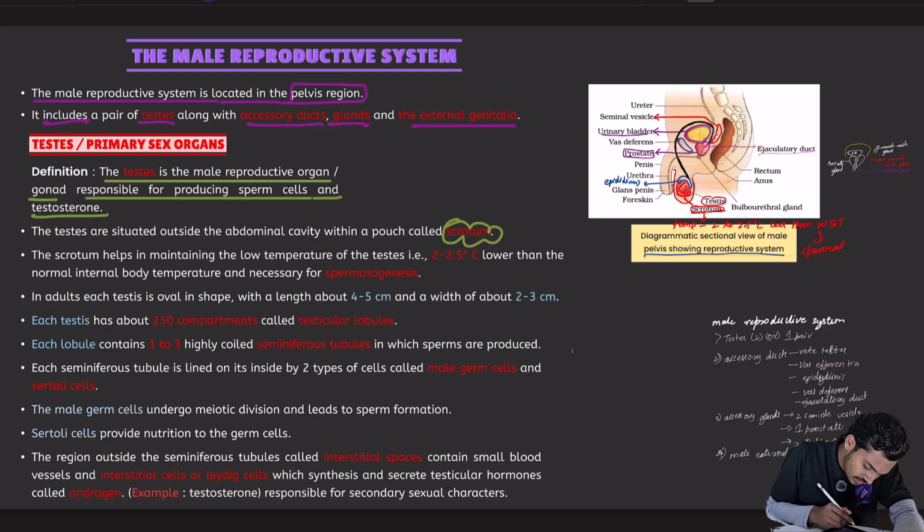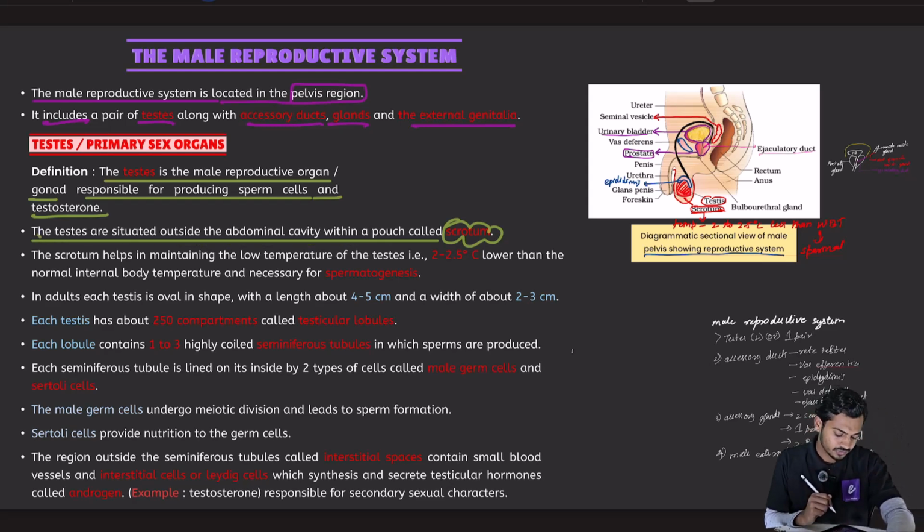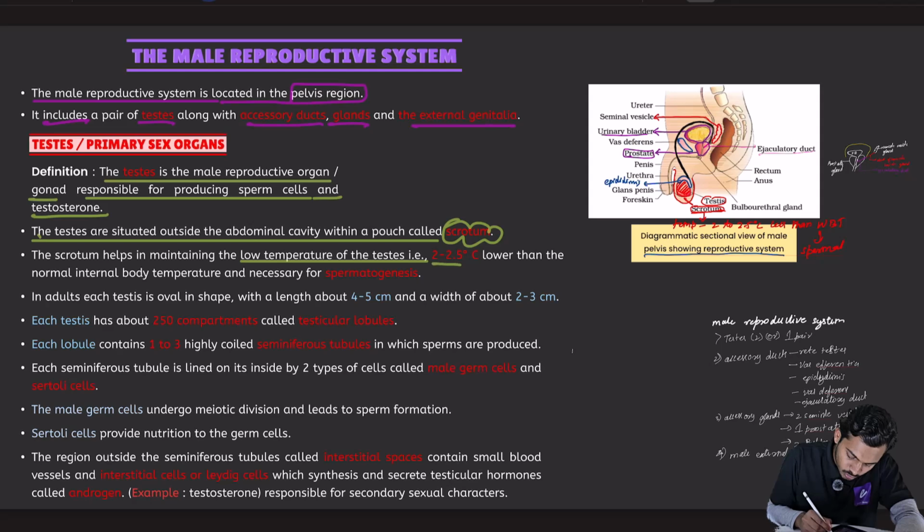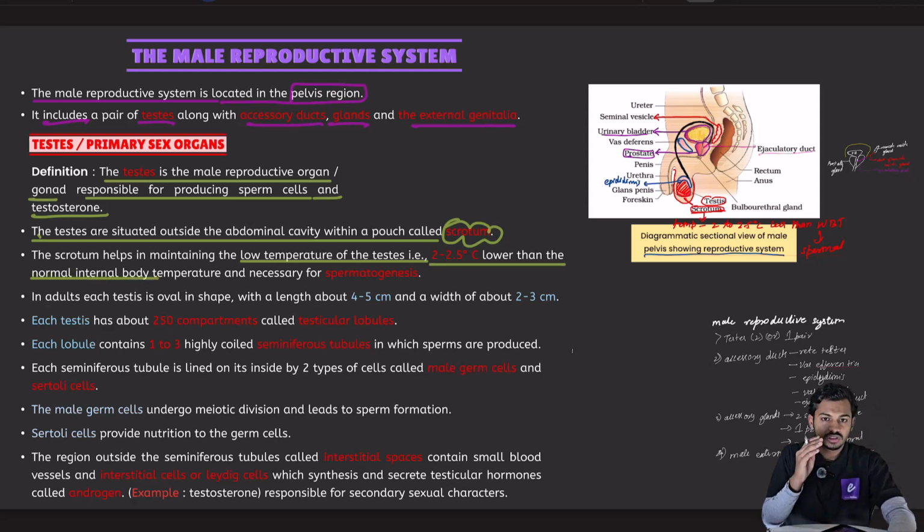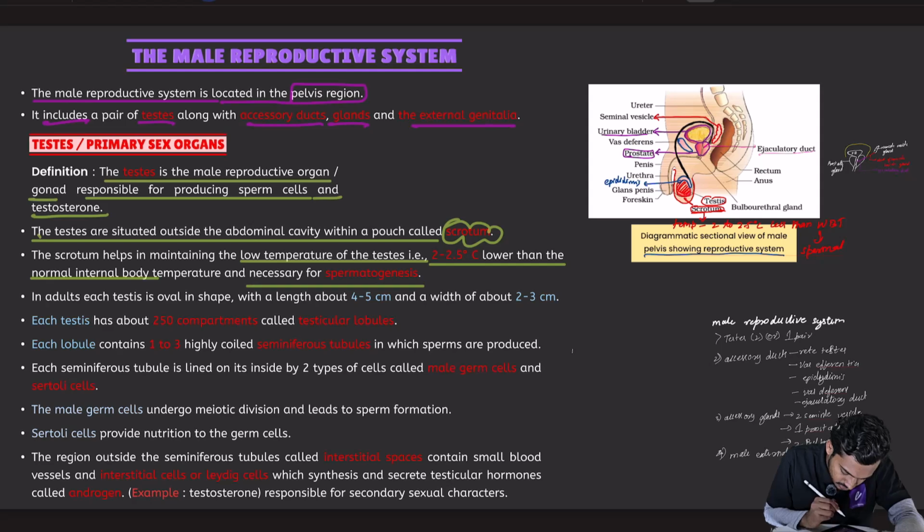So testes are situated outside the abdominal cavity in a pouch called the scrotum, right? So in the scrotum there is low temperature. How low? 2 to 2.5 degrees Celsius lower than the normal body temperature, and this temperature is necessary for spermatogenesis. Understood?